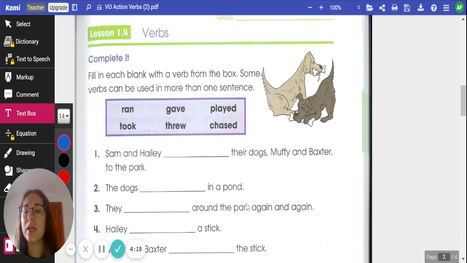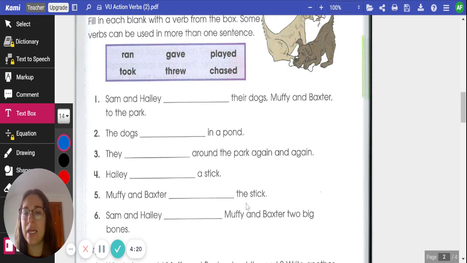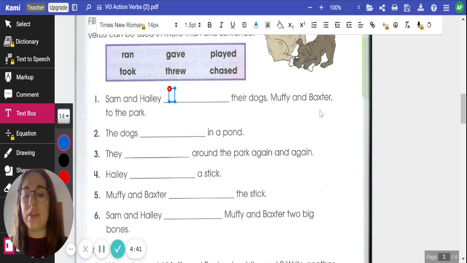All right, we're going to do another fill in the blank with each verb. I'm going to do numbers 1, 2, and 3, and you're going to do 4, 5, and 6 on your own. Some of the verbs can be used in more than one sentence. Sam and Haley blank their dogs, Muffy and Baxter, to the park. I'm going to say for number 1 that they took their dogs to the park.